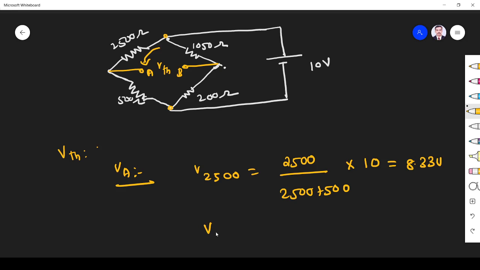Similarly, what is the voltage across 1050 here? Then only that is VB, right? So what is the voltage across 1050 that I have to find. So 1050 divided by the total resistance, 1050 plus 200, multiplied by the total voltage 10. So that will give 8.4 volt.